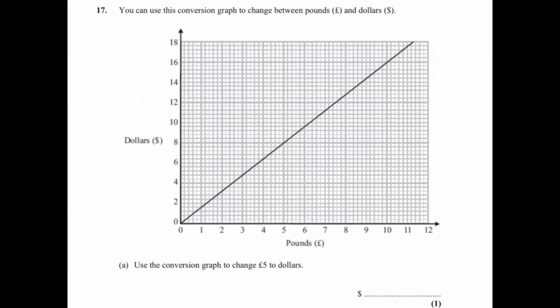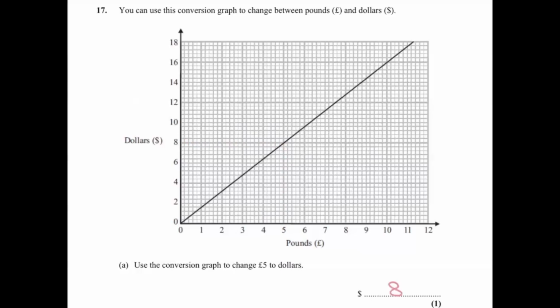Okay, so we're going to use the conversion graph to change £5 to dollars. So just need to make sure I'm on the right axes on the right scale. So this is my pounds, there's my 5. Go up, hit the line, come across, and you can see that it is 8. So we can just write 8 straight there.